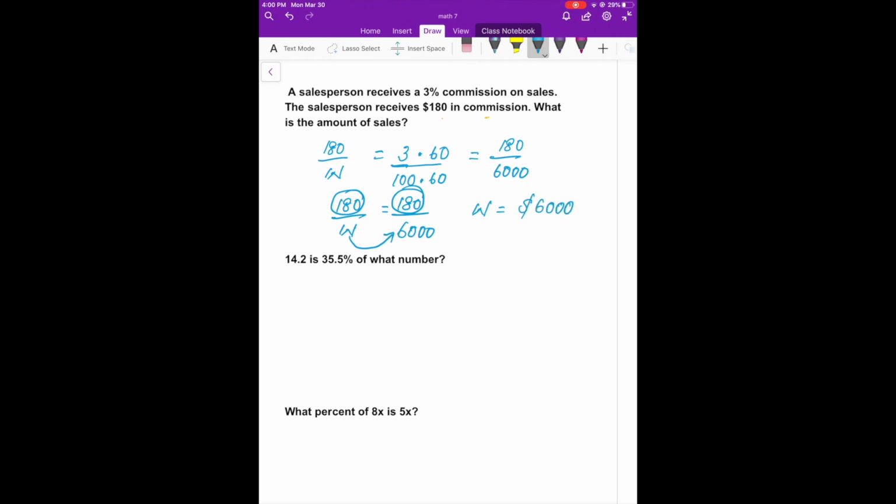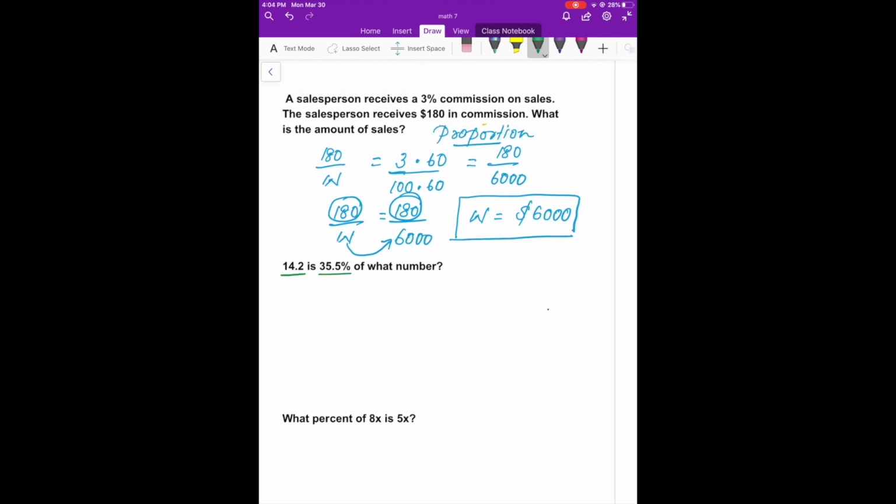So the whole amount is $6,000. He made a sale for $6,000 and he got $180 as commission. This is on top of his salary. Usually salespersons earn commission when they make sales. So that's $180 he received, and he made a sale for $6,000. This is using proportion. If you are setting up an equation, you read the problem and convert that into an equation.